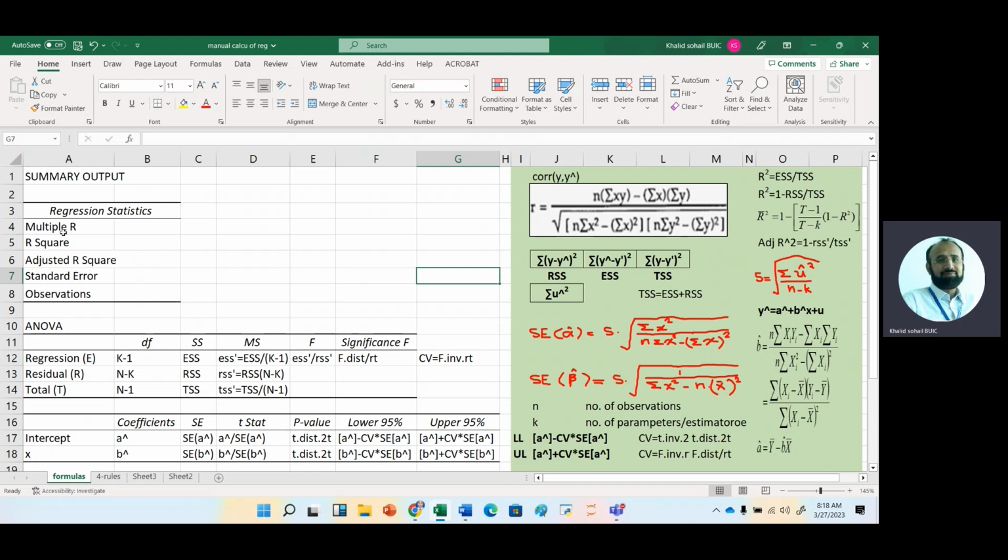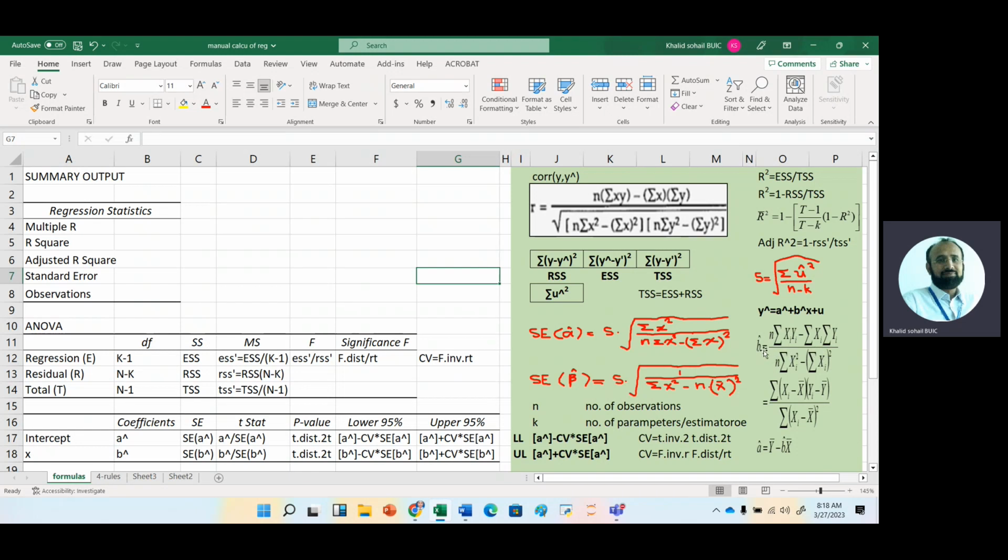For example, the first part is multiple R. The multiple R we can get with the help of correlation between Y and Y hat. Now the question is how we can get this Y hat. Y hat means Y estimated. To get Y estimated, first we get the intercept A and then the slope B. But before getting the intercept, because in the intercept we have Y bar minus beta hat X bar, first we calculate this beta hat, and we have a number of formulas to get this slope.